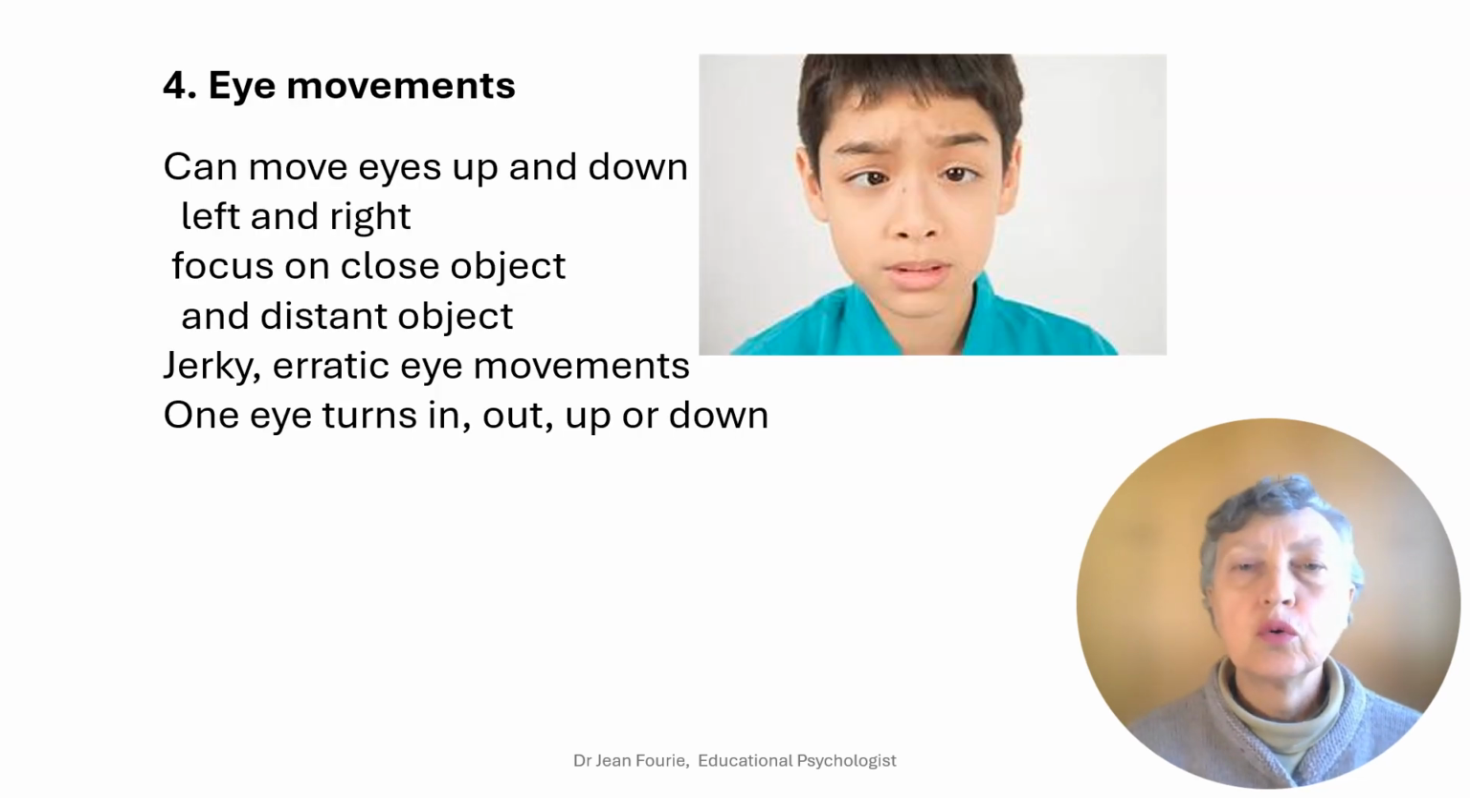Part 4 records whether there are any obvious difficulties with eye movements. Ask the child to look up at the ceiling, down at the floor, to an object on their left side and an object on the right side. Ask the child to look at a close object like a picture in a book and a distant object like writing on the chalkboard. Note whether there are any jerky, erratic eye movements or if the eyes move independently of each other.